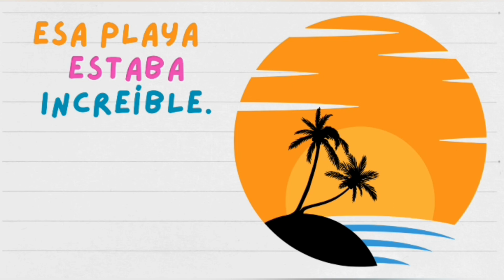We have another sentence. That beach, esa playa, that beach was, verb in the imperfect past, estaba, incredible, increíble. Okay, you're describing a place you visited in the past, and that place was the beach, and it looked incredible, okay? So to say this, remember you have to say that beach, esa playa, that beach was, estaba, incredible, increíble.